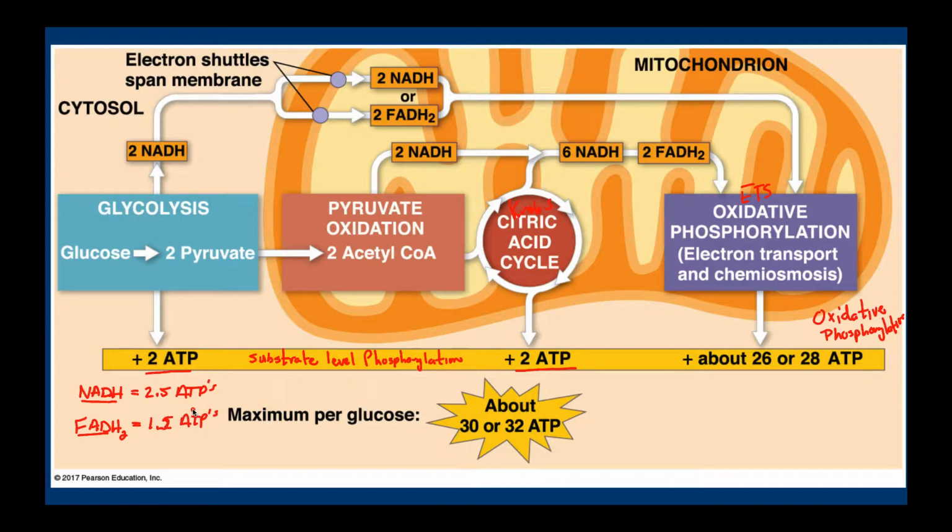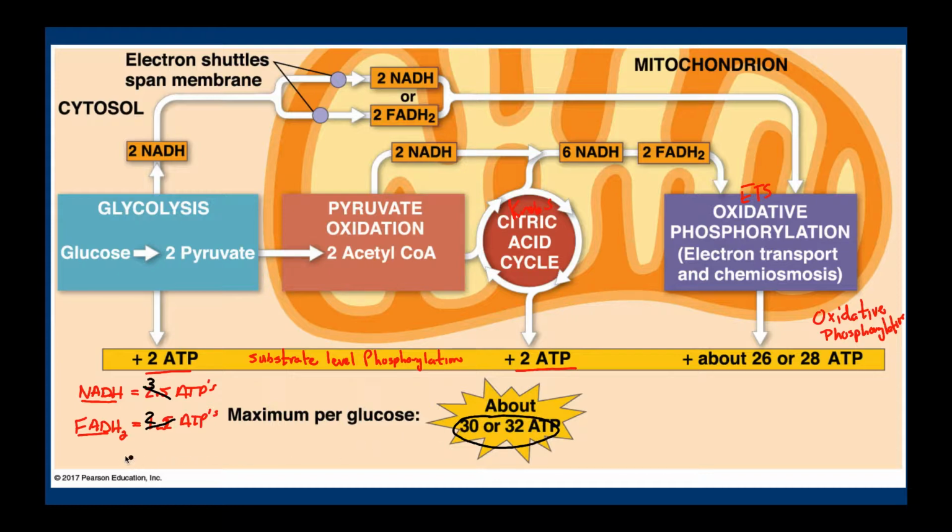Okay, now I also mentioned that we're going to round those numbers up just to keep the accounting a little bit easier. So we're going to just say that for every NADH we're going to get 3 ATPs, and for every FADH2 we're going to get 2 ATPs. Okay, and that'll help us come up with our final tally for the energy production here. Notice that there's a range of ATP production here.